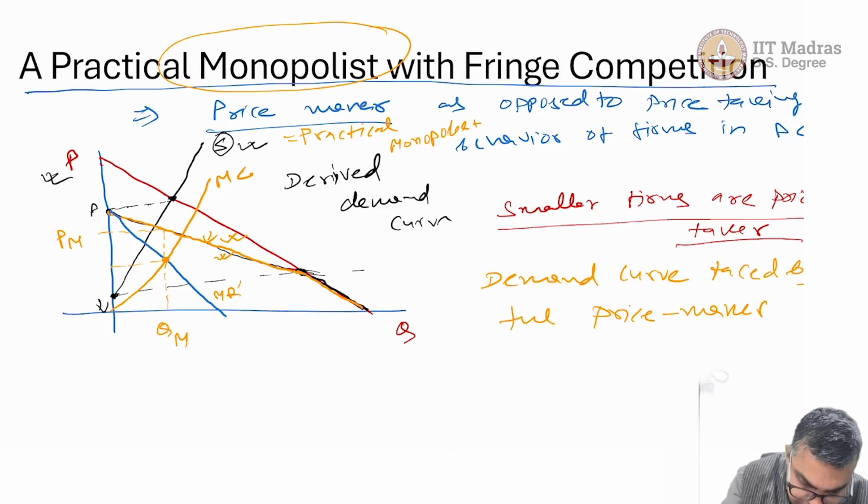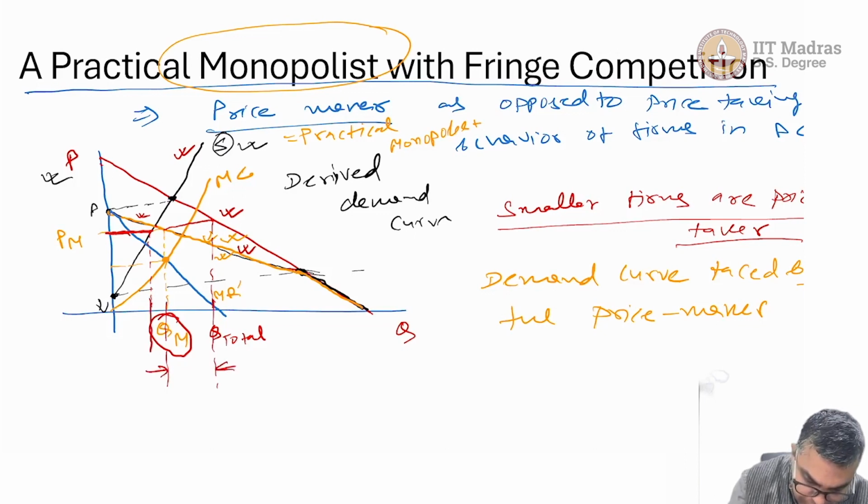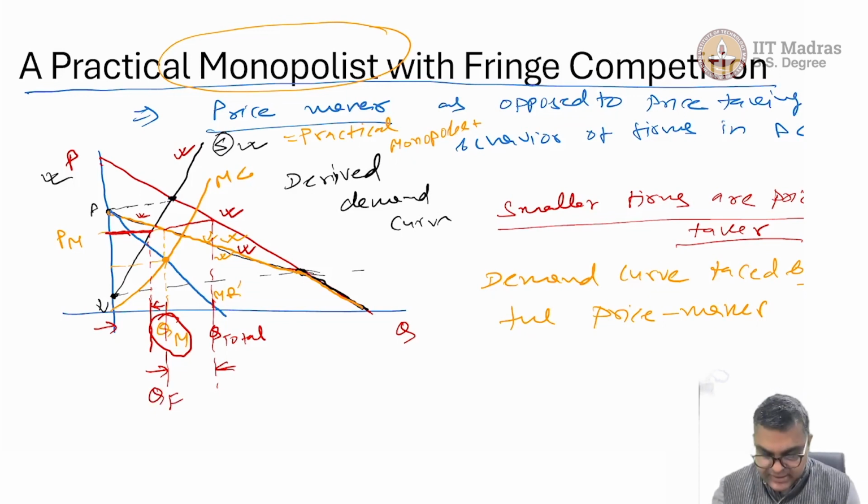how much are these fringe firms willing to supply? This much the fringe firms are willing to supply. But how did we get this derived function? We took the market demand function and subtracted the supply curve of these fringe firms. So if we add this much, we are back to this particular point, and this is the total Q. QM will come from the practical monopolist or price maker, and this much, which is also equal to this much, is going to come from the fringe, QF, the fringe competition, because they will take the price as given. This practical monopolist would be setting the price.